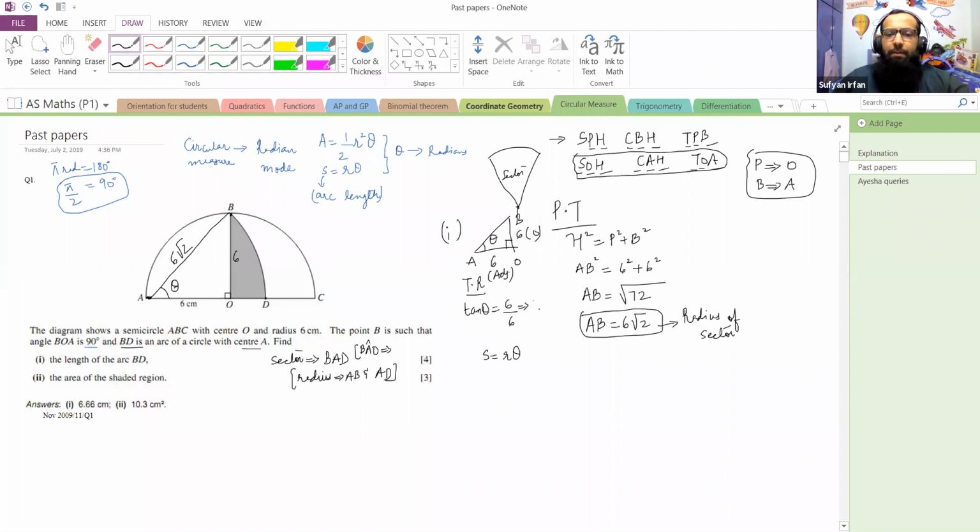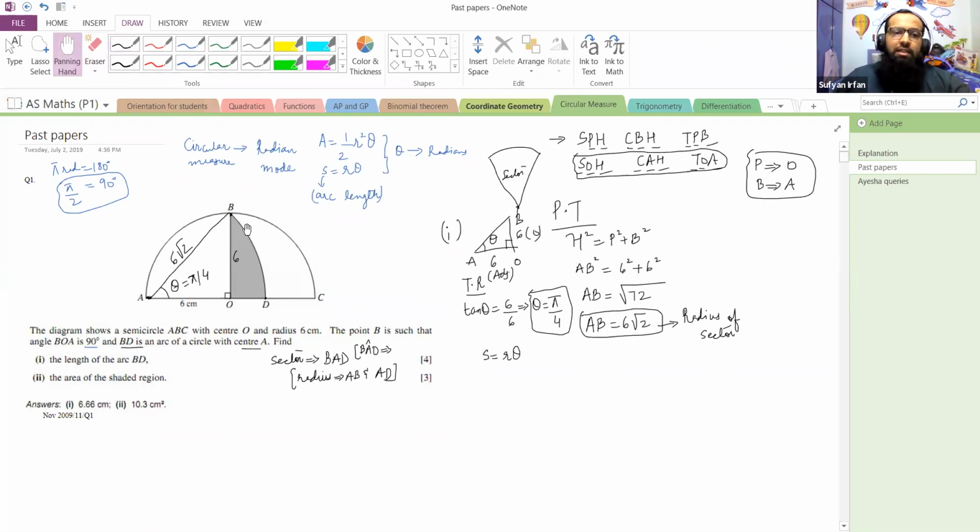Can we find theta? Tan inverse 1. Just use the calculator, convert it into radian mode and do tan inverse 1. The angle that you are going to get is pi by 4. You can check from your calculators, the angle will be pi by 4. So this means this angle will then be pi by 4.